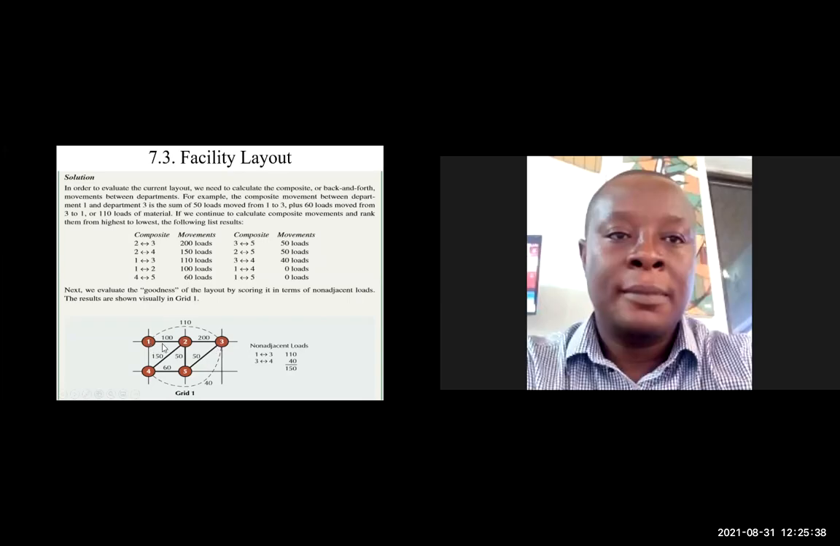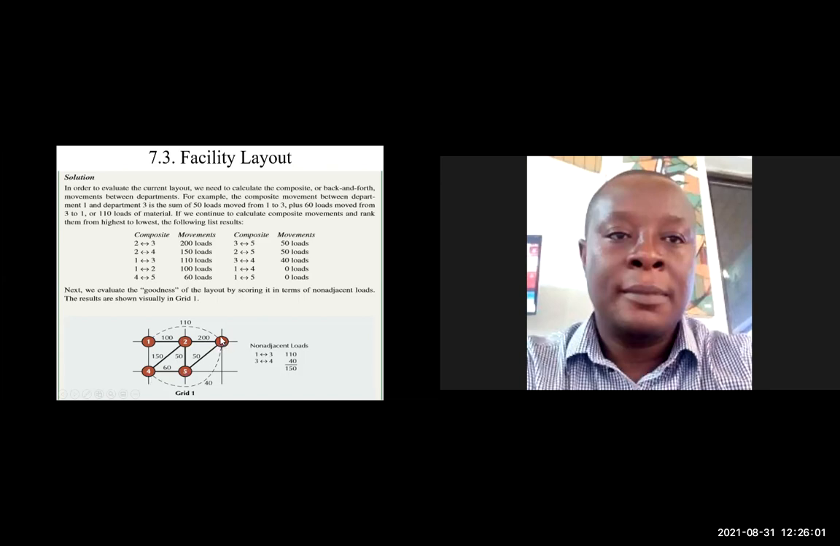These are the departments. Department one, department two, department three, department four, department five. When there is a direct movement between two departments, we call that adjacent movement. So between one and two, there is adjacent movement. Between two and four, there is adjacent movement. Between four and five, there is adjacent movement.